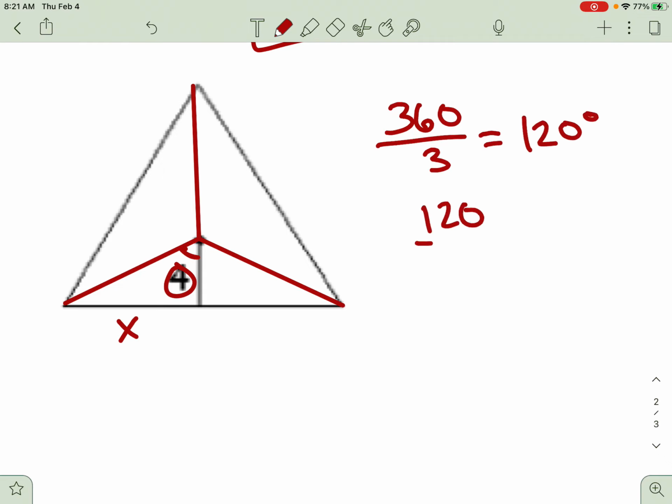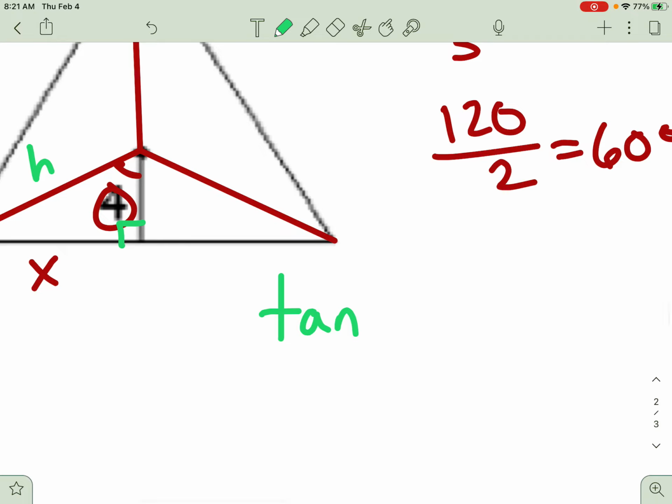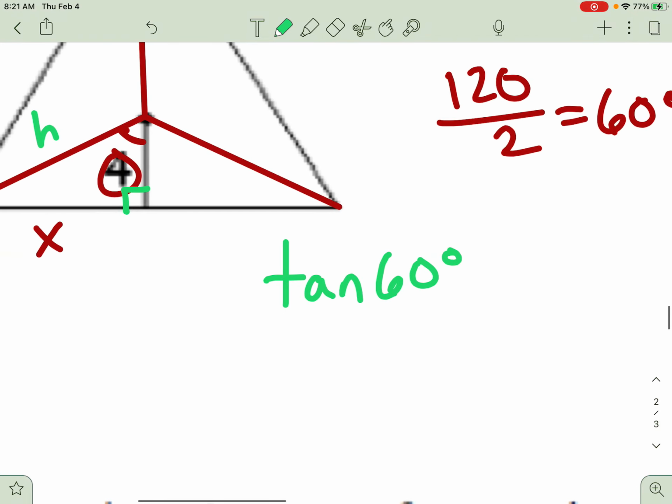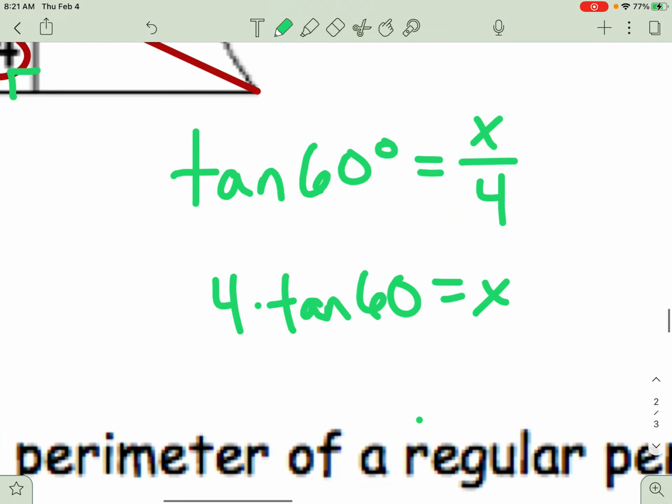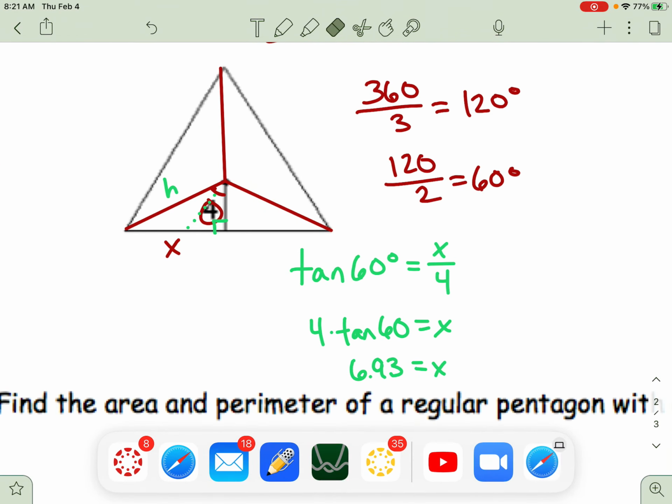It's a 3-sided shape, so 360 divided by 3 is 120. 120 divided by 2 is 60 degrees. So that means this angle right here is 60. So this would be the right angle, which means that's the hypotenuse. We don't need the hypotenuse in this case, and we already have a side, so we're going to use tangent, right? Tangent of 60 degrees equals the opposite, x, over 4, the adjacent. Cross multiply gives you 4 times tangent of 60, which means x is about 6.93 when you put it in your calculator.